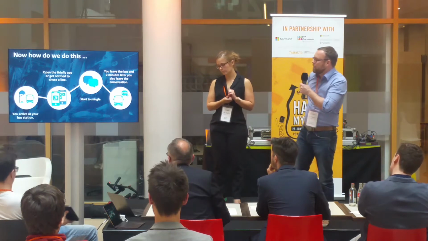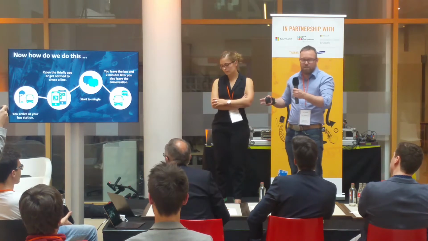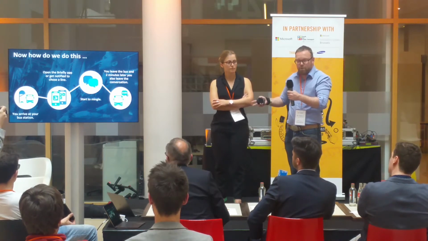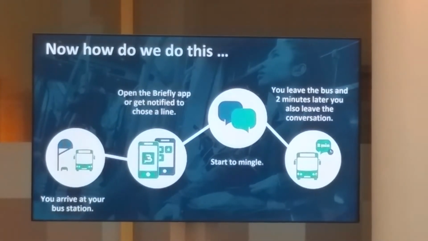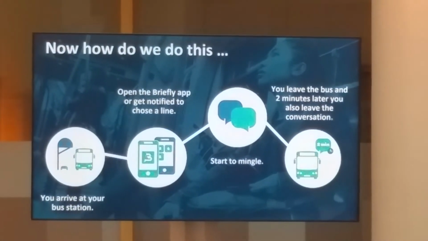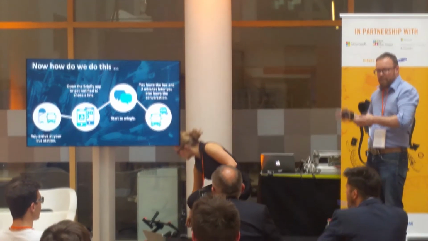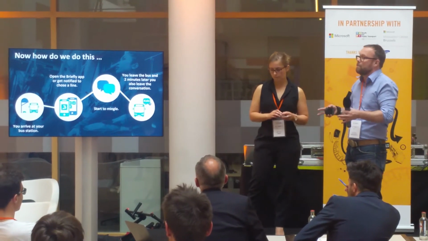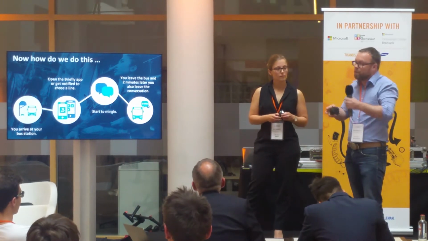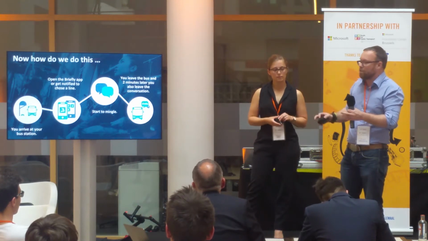Now, how did we actually do it? When you arrive at your bus station, we start from the fact that you have an iBeacon at your bus station or a QR code. When you arrive, you get a push notification on your cellular phone asking you to select your line. Once you select your line and your bus, you can start to talk with your fellow commuters. When you leave the bus, again via the bus iBeacon, the conversation is done 2 minutes after. So the conversation only takes place while you're on the bus, and when you leave the bus, the conversation is done.